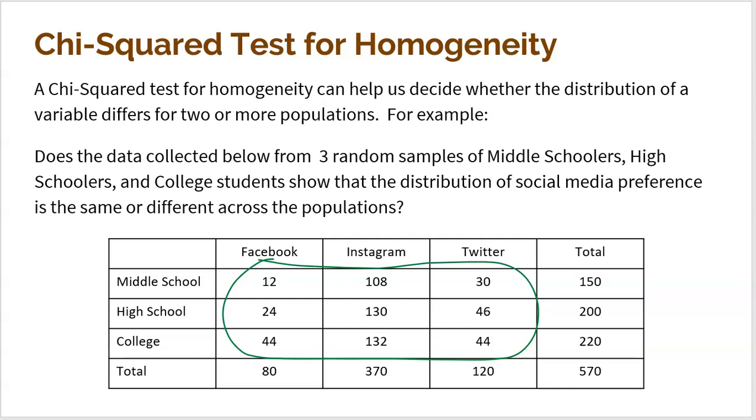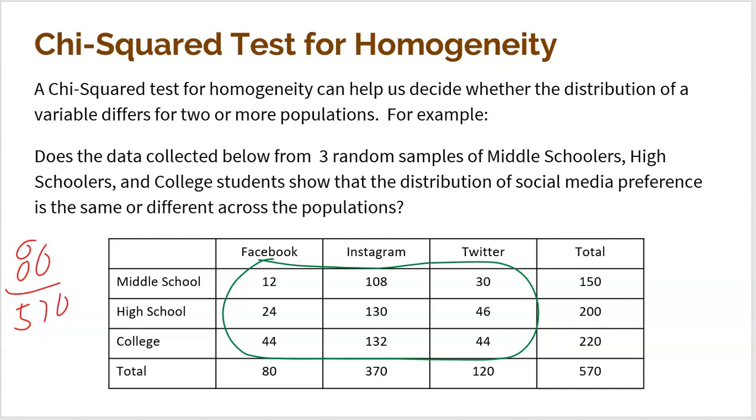What we're looking for now is the expected values. And you've got to understand it like this. The distribution should all be the same, meaning not equal numbers but the same proportion, because the numbers are always different here. So let me explain this as best as I can. You have to start with the totals. For example, 80 out of 570 people like Facebook. So I'm going to write that down here: 80 out of 570. 80 out of 570 is about 14%.